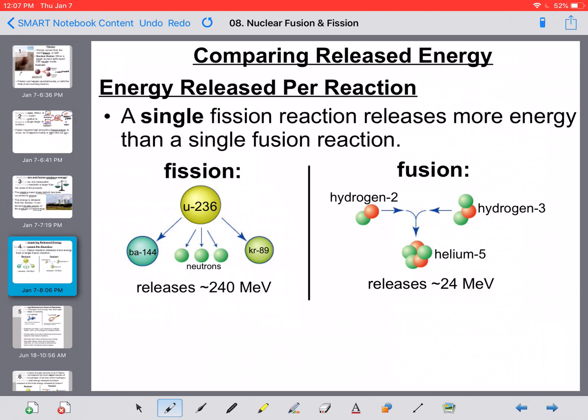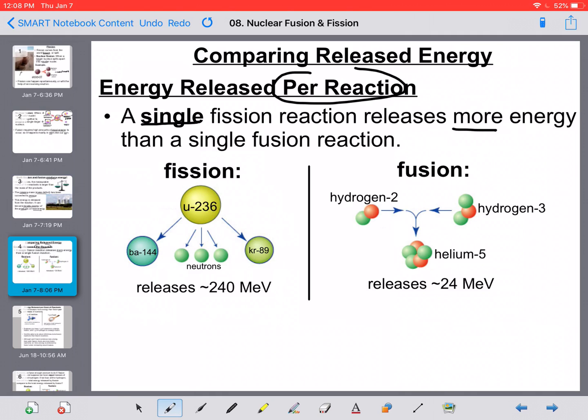All right, we're going to compare the released energies. We know that both fission and fusion release energy. We have to be able to compare which one releases more energy. If we talk about the energy released per reaction, then that means we're talking about how much energy comes from a single reaction. Something to memorize is that a single fission reaction releases more energy than a single fusion reaction.